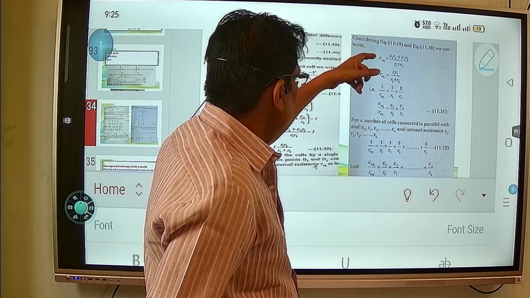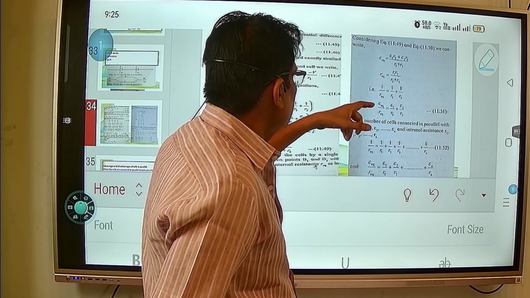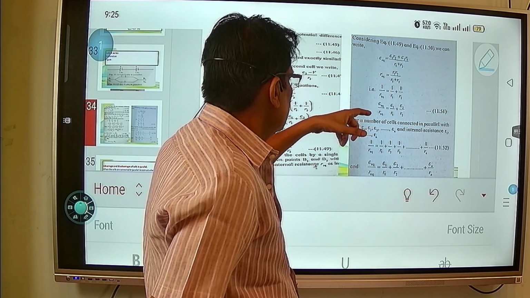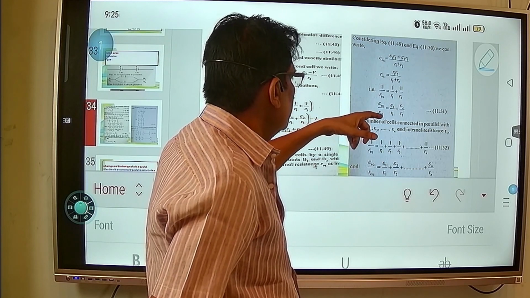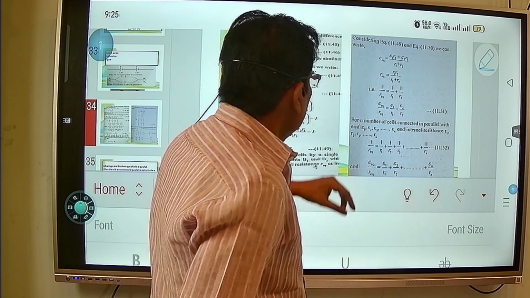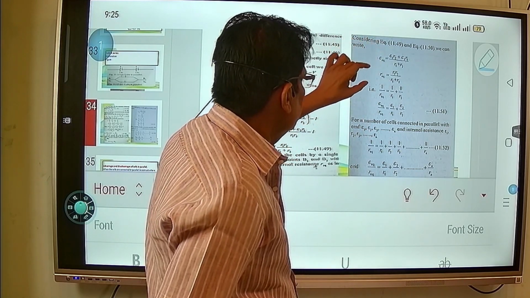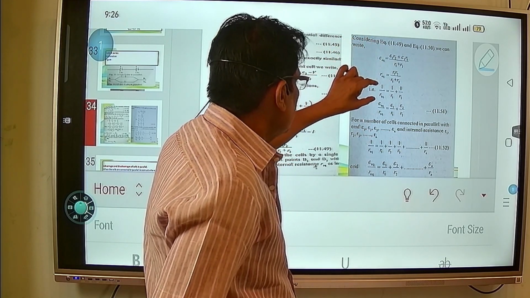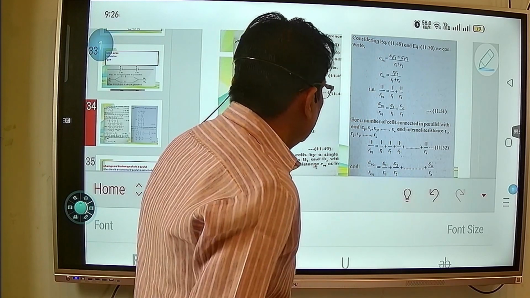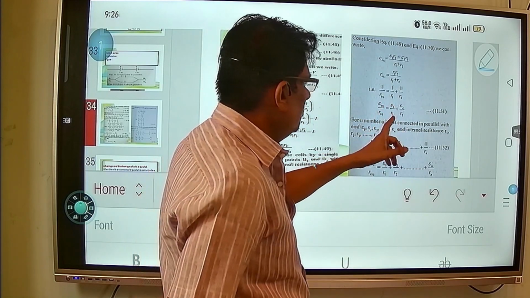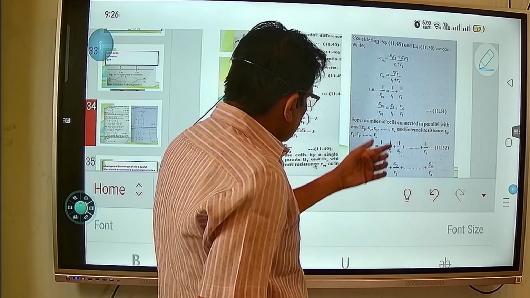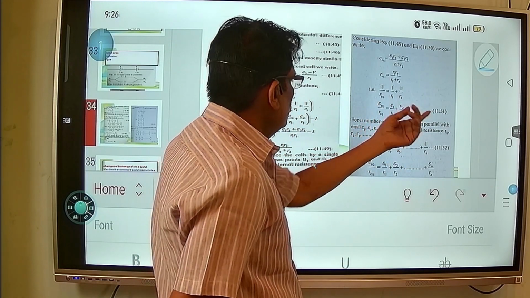Similarly, we simplify E equivalent, taking E equivalent upon R equivalent. What we have done is divide this equation by this equation, and finally we get E equivalent upon R equivalent is equal to E1 upon R1 plus E2 upon R2. So this was the equation for two cells.